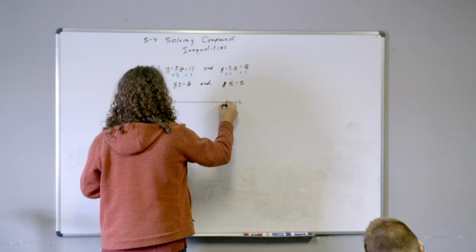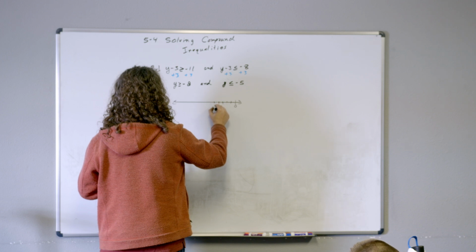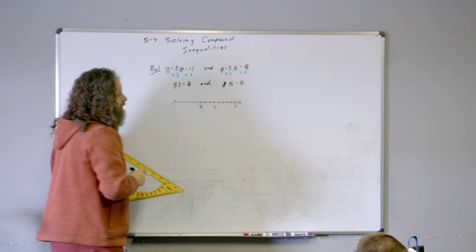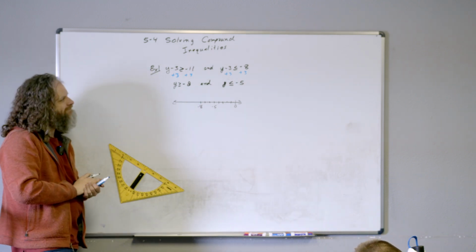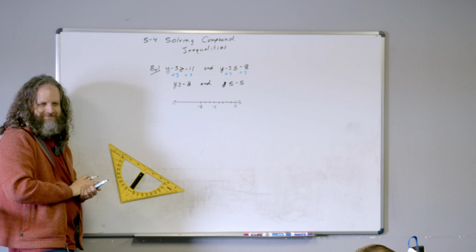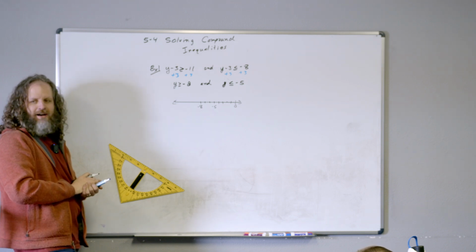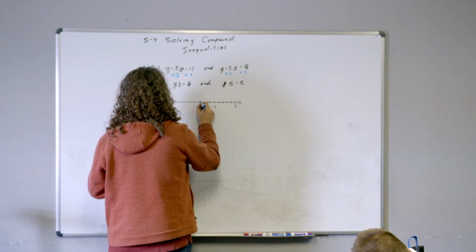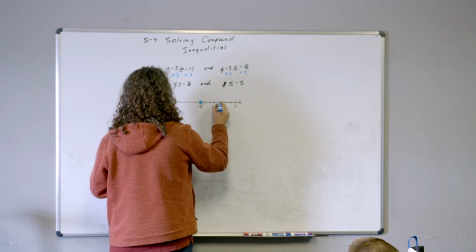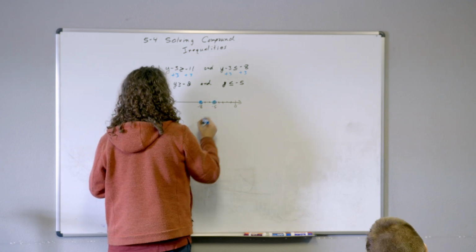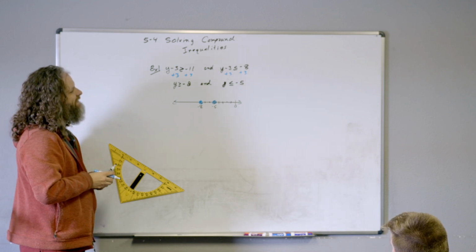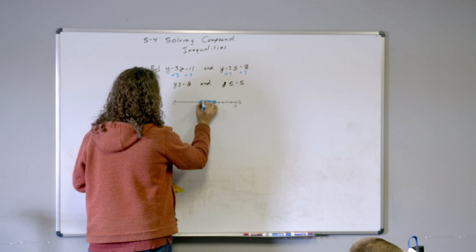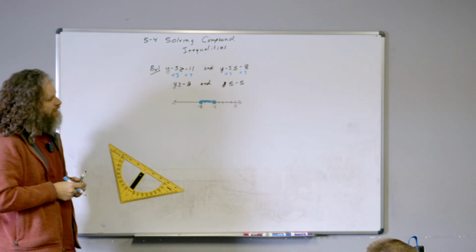Zero, 1, 2, 3, 4, 5, and 6, 7, 8. So, what are we going to put on our graph? It's going to be filled in or not filled in? I'm going to put 2 filled in circles. One here and one here. Shading in opposite directions. Shade greater than negative 8 and less than negative 5. That region fits that bill, doesn't it?